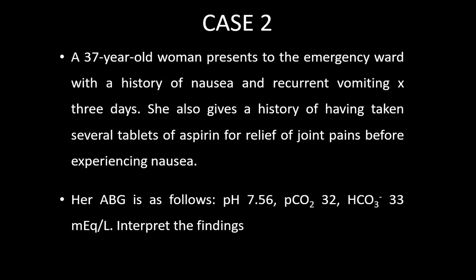Case 2. A 37-year-old woman presents to the emergency ward with a history of nausea and recurrent vomiting for 3 days. She also gave a history of having taken several tablets of aspirin for the relief of joint pain before she experienced nausea. Her ABG is as follows. pH is 7.56. As you can see, the nausea and vomiting is happening, so she is losing acid. PCO2 is 32. Bicarb is 33. We will interpret the findings.